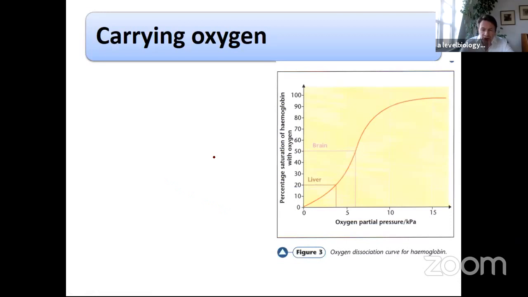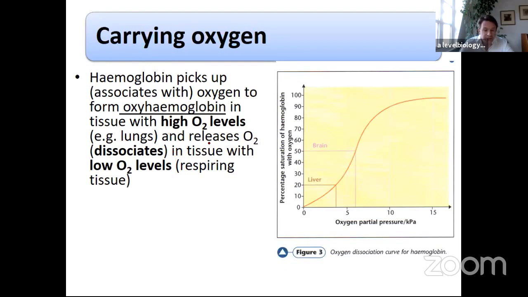Okay, so how do you carry oxygen? Let's have a look at this in some detail. So the hemoglobin picks up or associates with oxygen to form oxyhemoglobin when you have high partial pressures of oxygen in the lungs. So the partial pressure of oxygen in the lungs is around this much, so we'd have a saturation of the hemoglobin of about 95%.